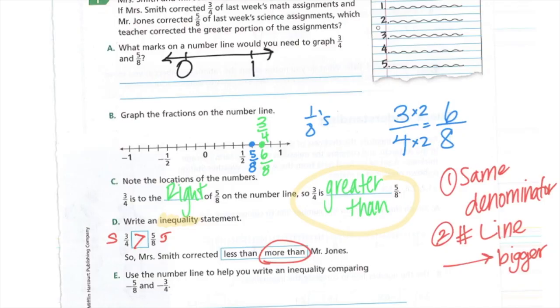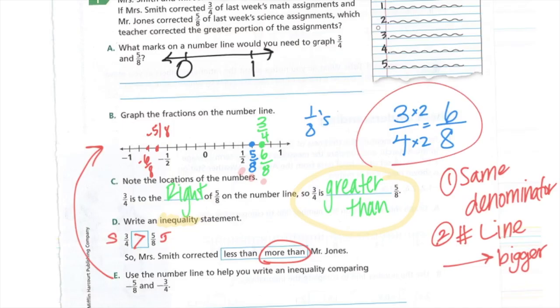All right, E says, use the number line to help you write an inequality comparing negative 5/8 and negative 3/4. So now, let's use that number line up here. Okay, so over here I can see, here's 1/2, and then 5/8, and then 6/8, or 3/4. So it's going to be the same on the other side. I have negative 1/2, then negative 5/8, then negative 6/8, or 3/4. Remember, they're the same, 6/8 and 3/4.